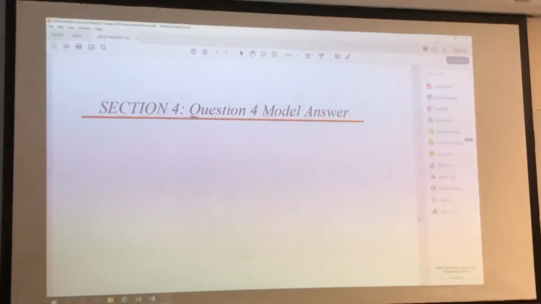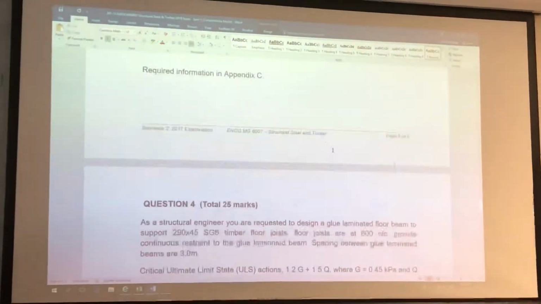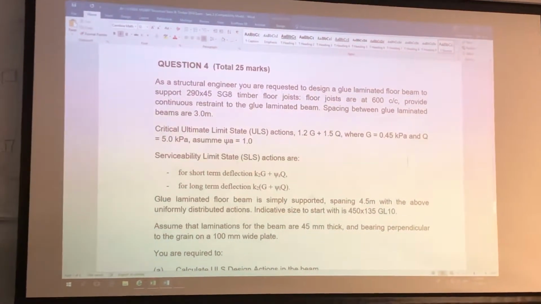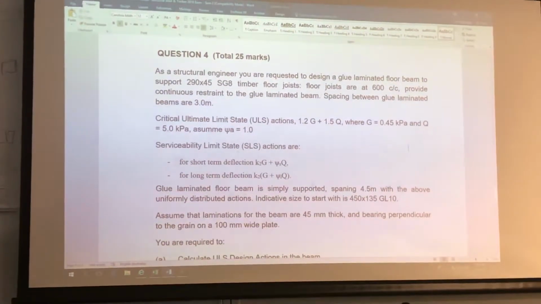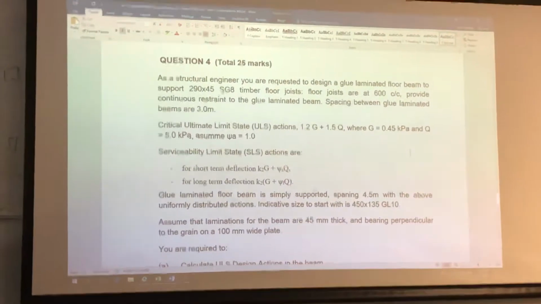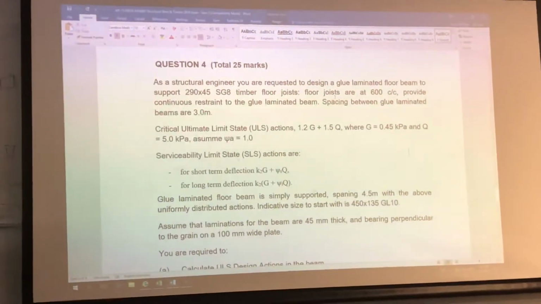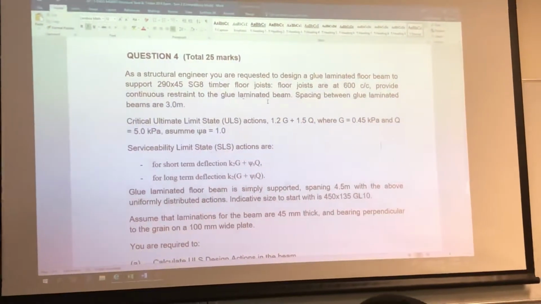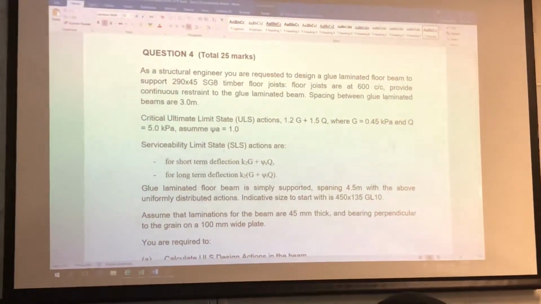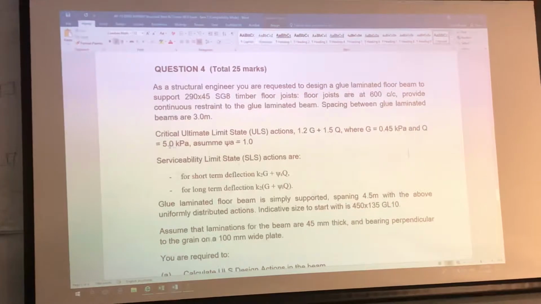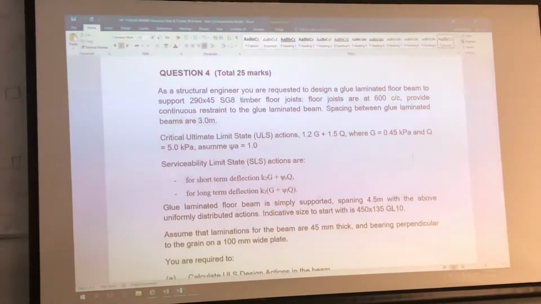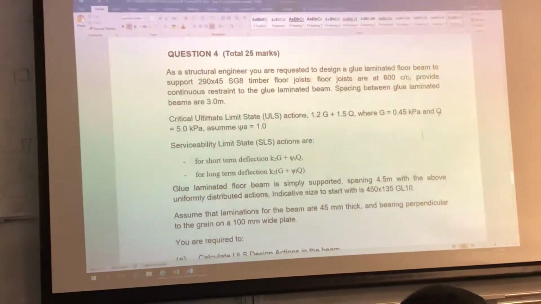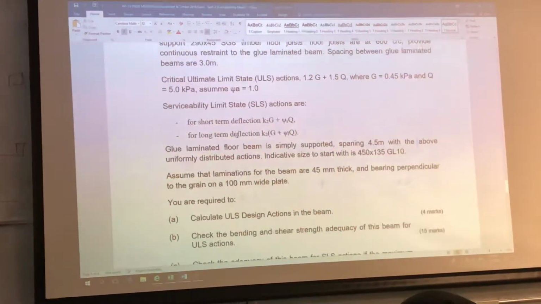Question 4. Question 4 was, I think, exactly the same. Sorry, similar. So this time we had laminated floor beams to support 290 by 45 HGA timber floor joists. Floor joists are at 600 centers, provide continuous restraint to the glue laminated beam. Spacing between glue lam is 3 meter. Critical ultimate limit state action 1.2 G plus 1.5 Q. G is equal to 0.4, Q is equal to 5 kPa.